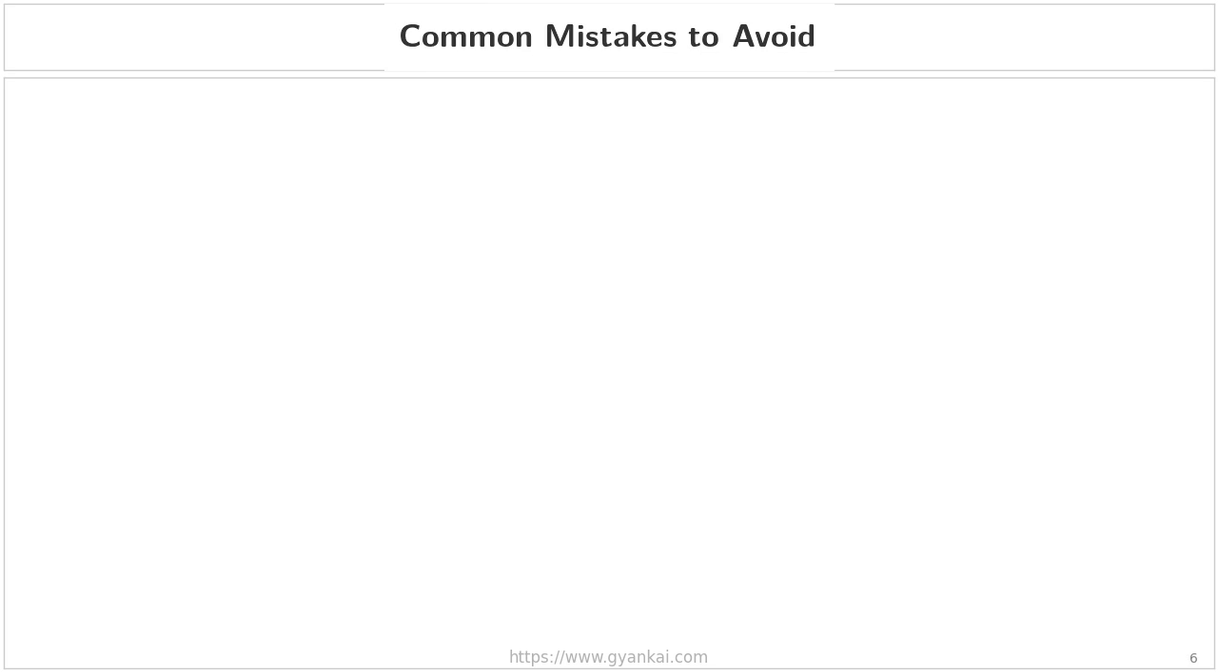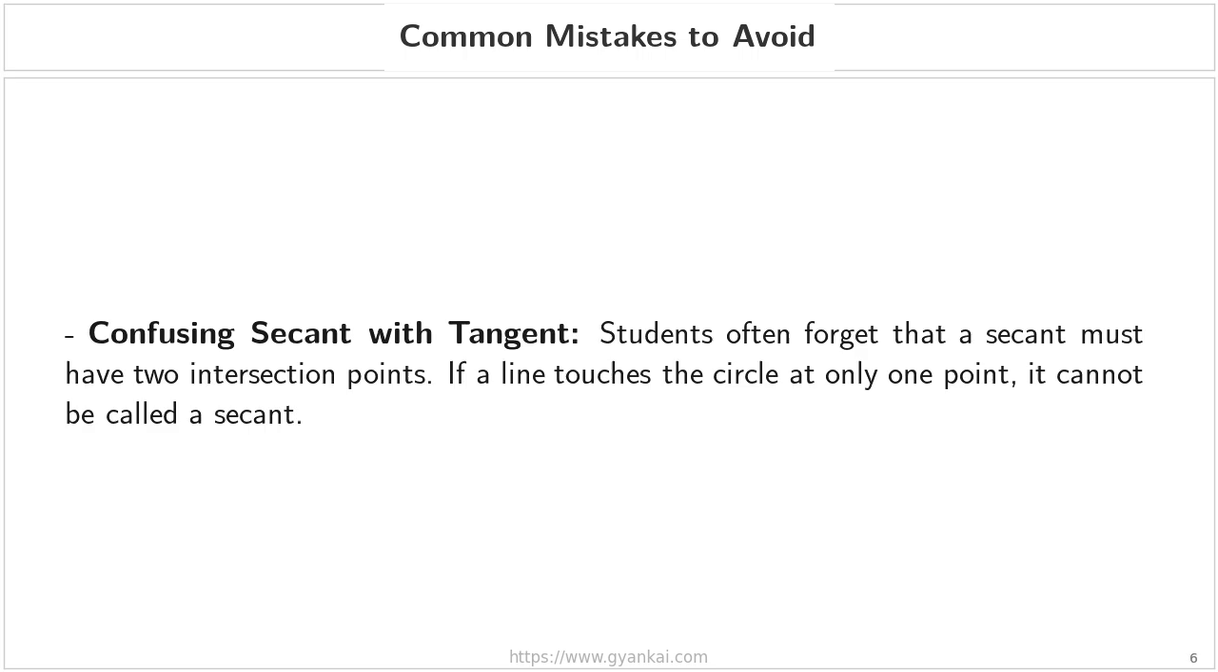Common mistakes to avoid. First, be careful not to confuse a secant with a tangent. It might sound simple, but remember the fundamental difference we discussed in our first few slides. A secant must, by definition, intersect the circle at exactly 2 distinct points. If you find that your line is only touching the circle at a single point, you are no longer looking at a secant. You have reached the tangent.